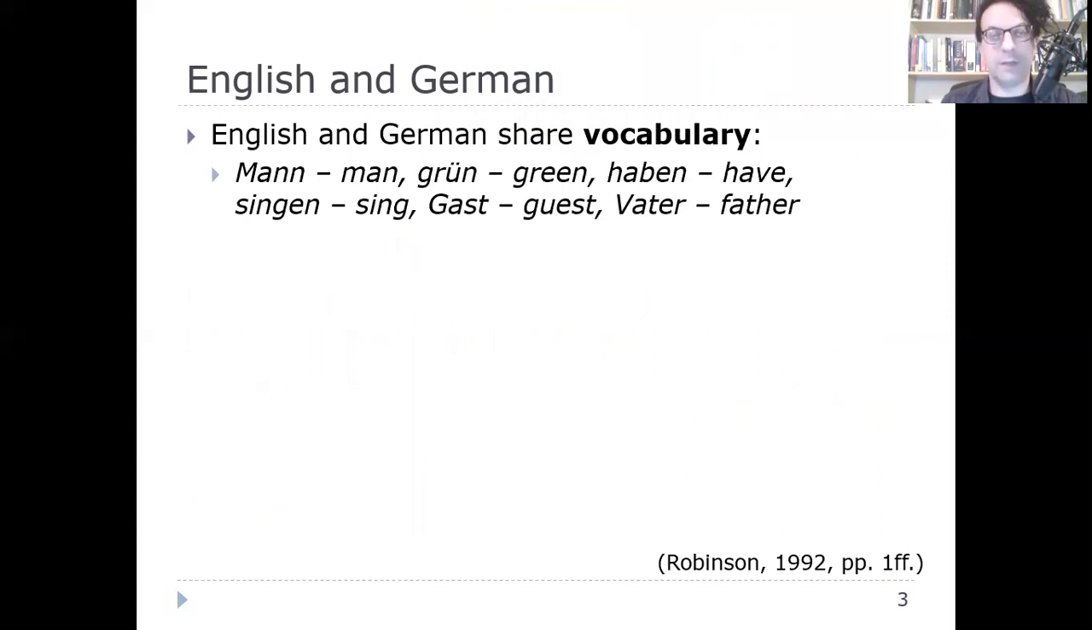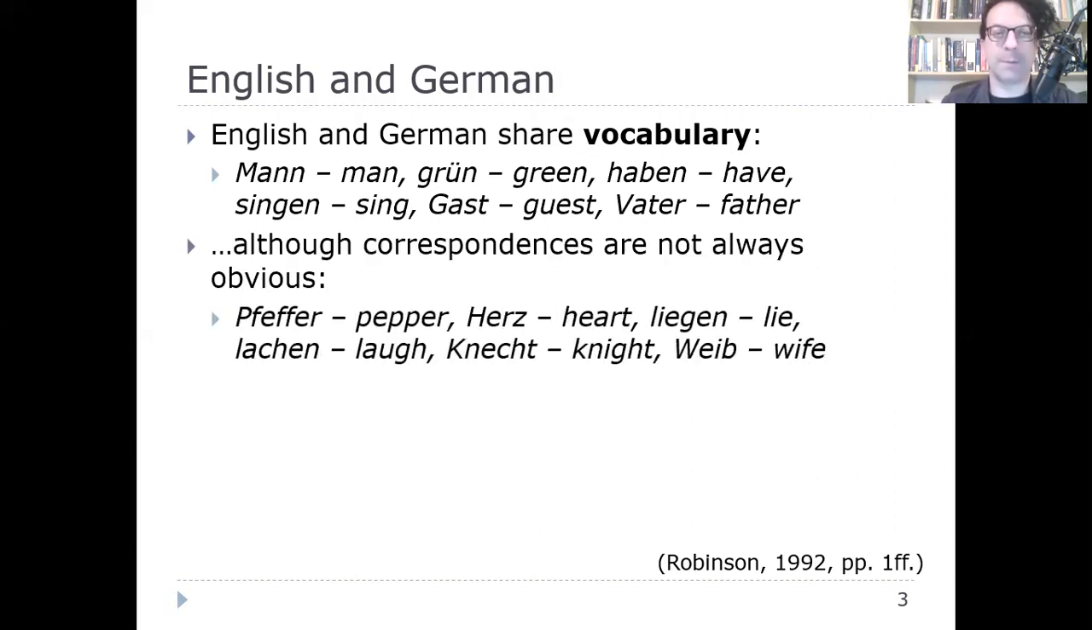He says, first of all, if we look at English and German, yes, they share a lot of vocabulary, right? German Mann, English man, or grün, green, haben, to have, singen, to sing, Gast and guest, Vater and father. Even though not all sounds are the same, so you see have has a v sound, haben has a b sound there instead, but you can kind of still tell that the words are very, very close to one another.